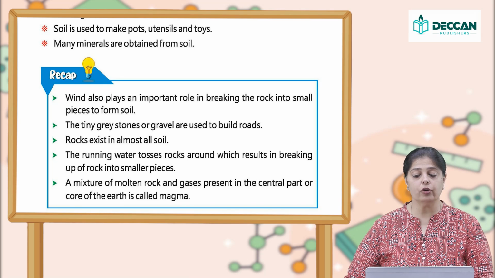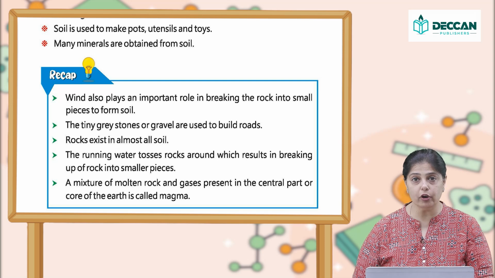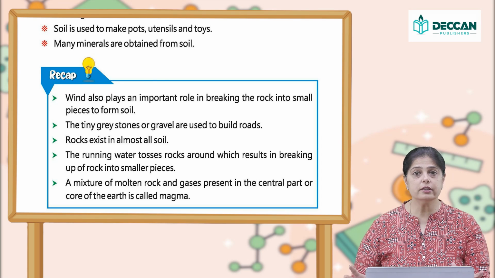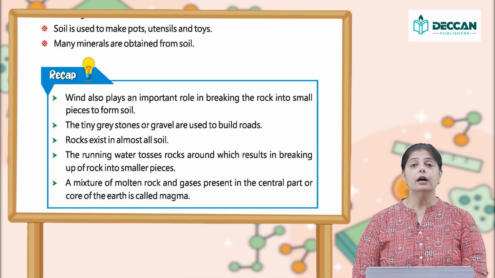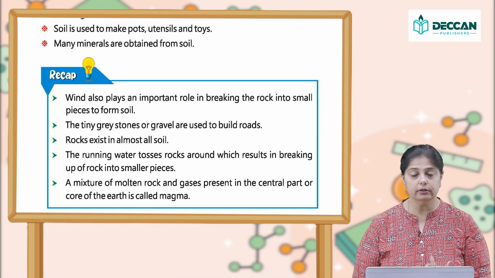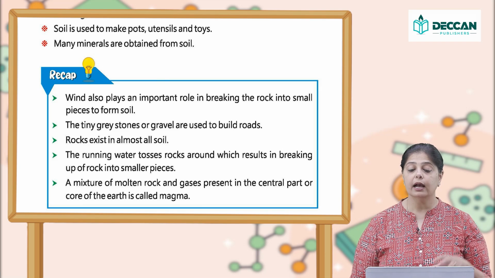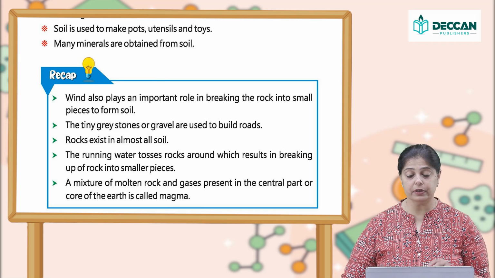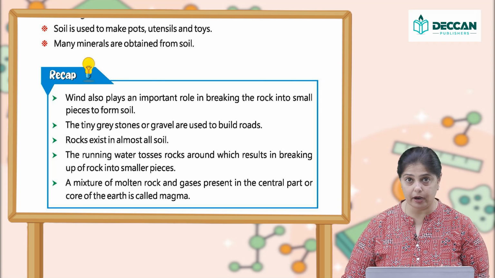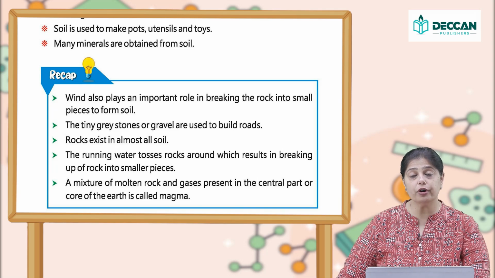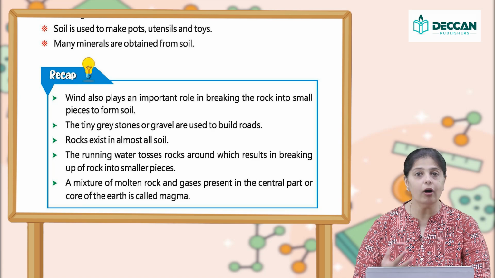The running water tosses rocks around, which results in breaking up of rock into smaller pieces. A mixture of molten rocks and gases present in the central part of the core of the earth is called the magma. I am sure children, as we grow into the next classes, we will learn about all these things in more detail.